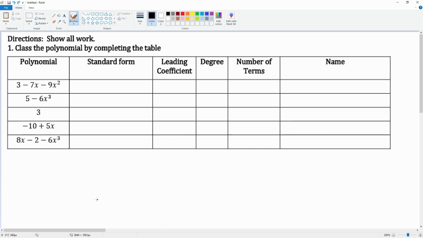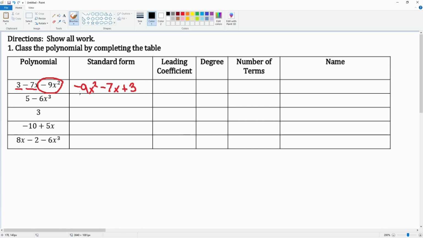Number one, you're going to classify the polynomial by completing the table. First of all, it asks us to put this in standard form. Standard form is when we put it from highest degree to lowest. So we'll start off with that. That's the highest, negative 9x squared. Then the negative 7x is next. Then we have the 3, but that is attached with plus 3.